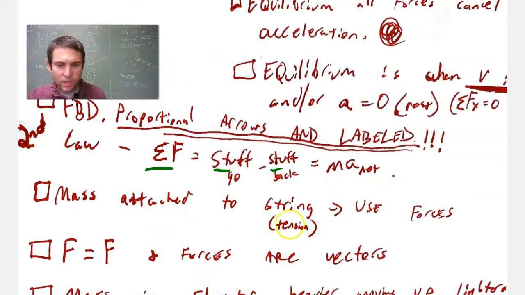Mass attached to a string is tension. If you see mass attached to a string, use forces. That is a type of force. Tension is a force. If you see springs, use forces. Or maybe spring potential energy. We'll get there. And also remember that F equals F. Any force can equal any other force.